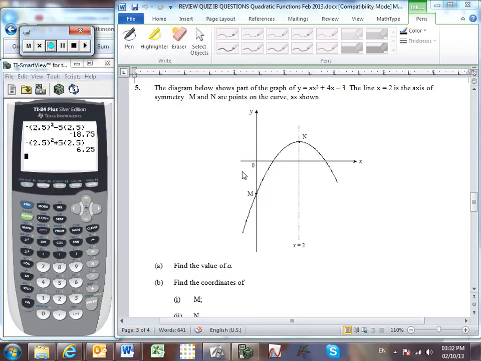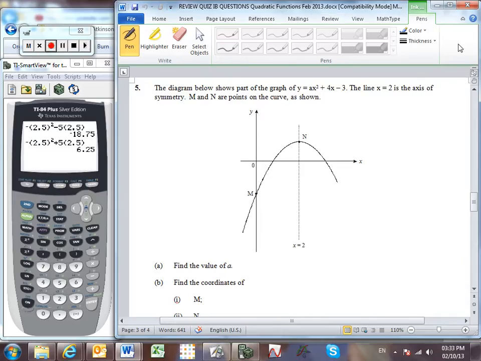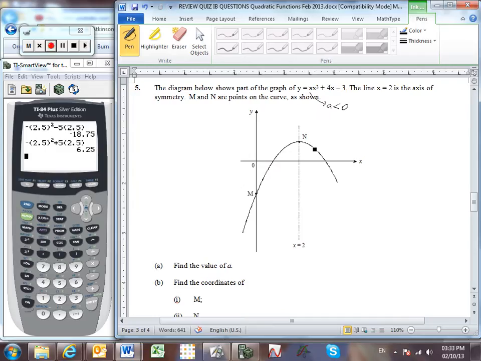Right, we're now looking at question number 5 of the review, where the diagram has shown us a picture of the graph, and you can see that the graph has been given as standard form, so it must be then that this a value is equal to something negative, right? Because the parabola is facing downwards, it's negative, it looks like a sad face.